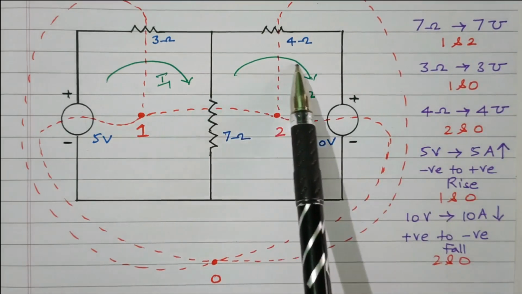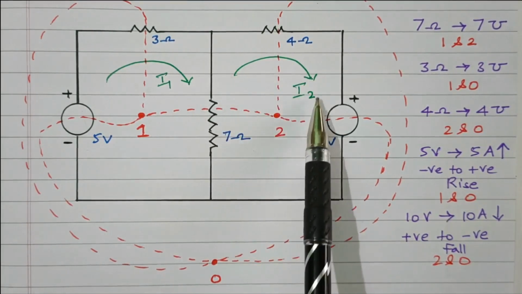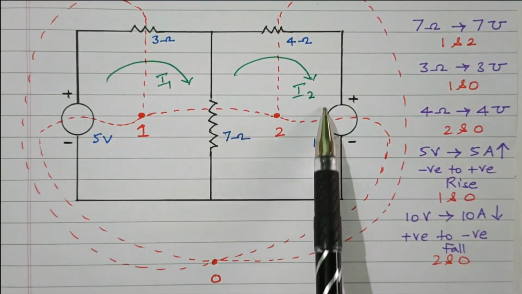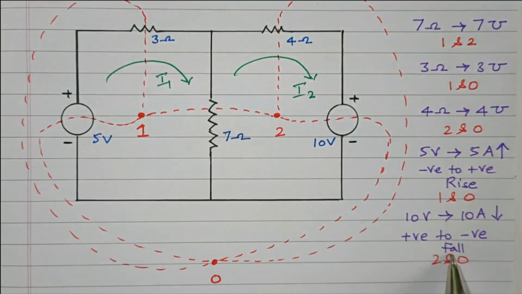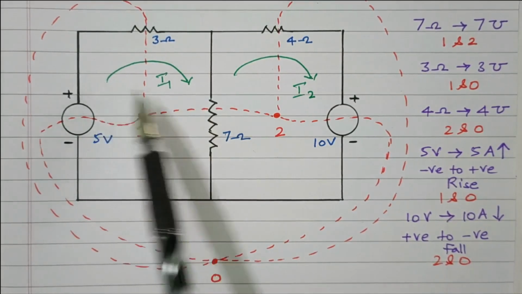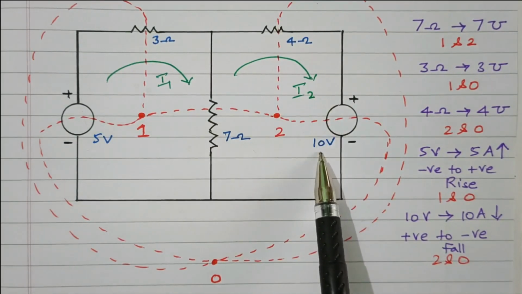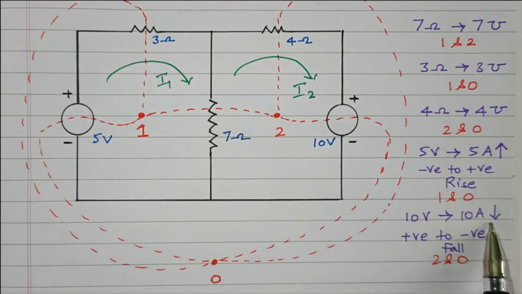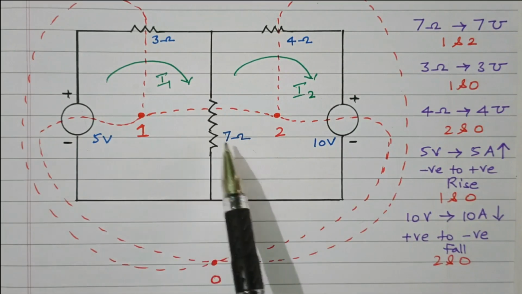Now see the polarity of the current. Same thing: current is flowing in the clockwise direction, but it is flowing from the positive terminal to the negative terminal, right? So that is a fall in potential, and the current source goes downward, connected between 2 and 0. Here the current is rising, negative to positive. Here the current is flowing positive to negative, so it is a fall in potential, and the current is also going in the downward direction, right?